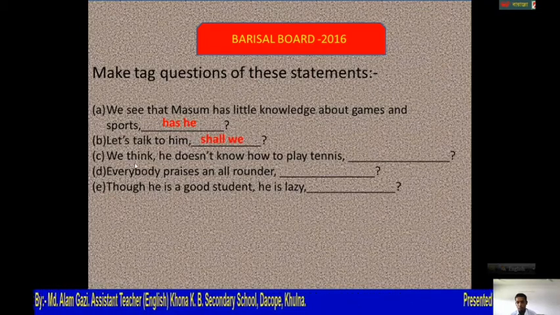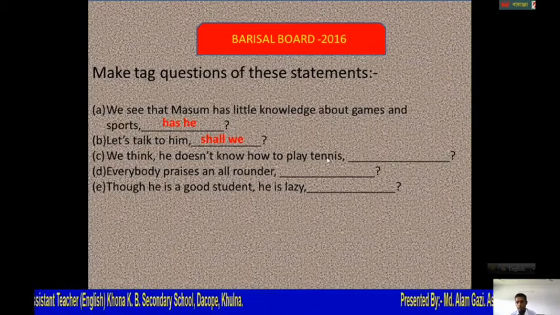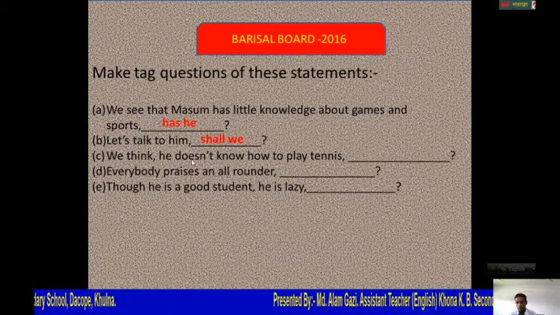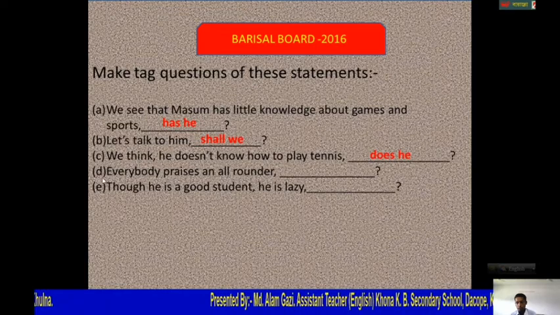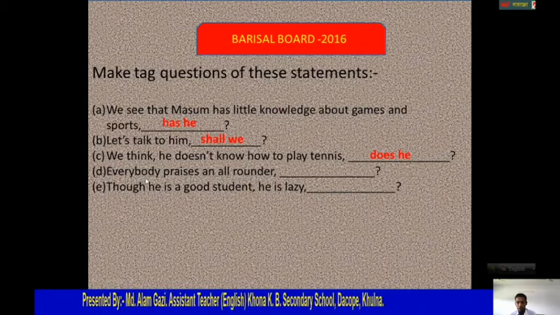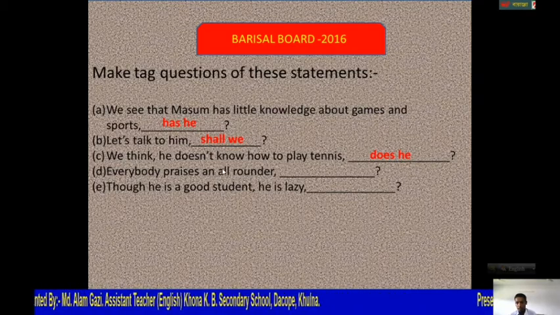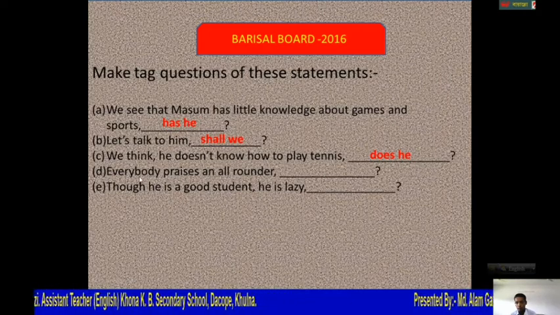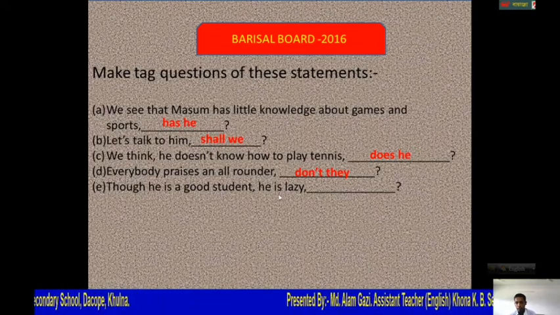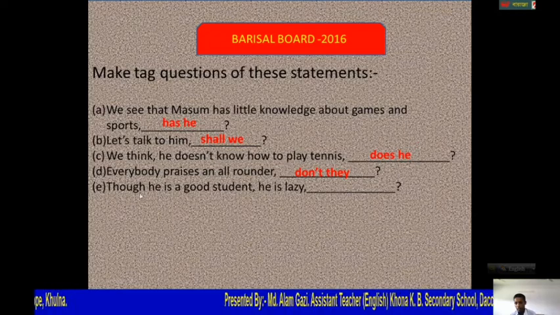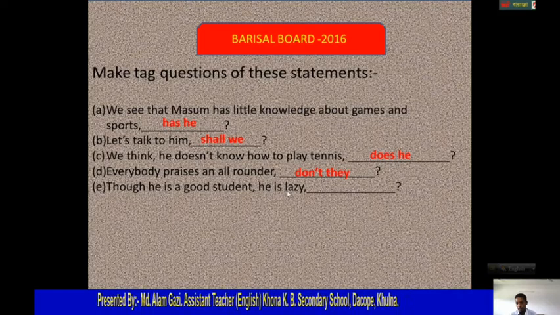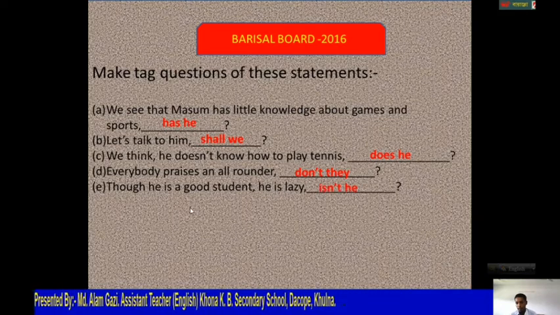Question C. We think he doesn't know how to play tennis. In this sentence, we see an auxiliary verb does. So, tag question will be does he. Question D. Everybody prizes an all-rounder. In this sentence, everybody is used as subject and it is present indefinite tense. So, tag question will be don't they. Question E. Though he is a good student, he is lazy. It is a complex sentence and we will form the tag question of the principal clause he is lazy. So, tag question will be isn't he.